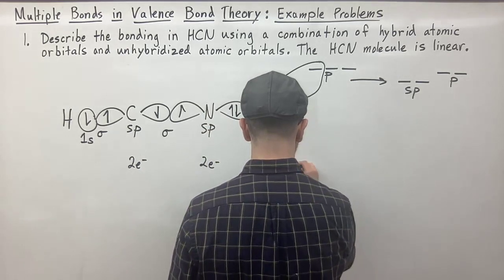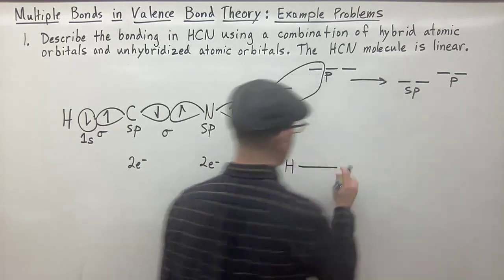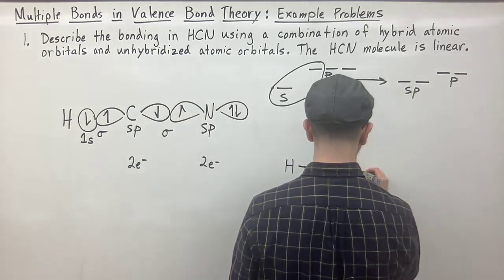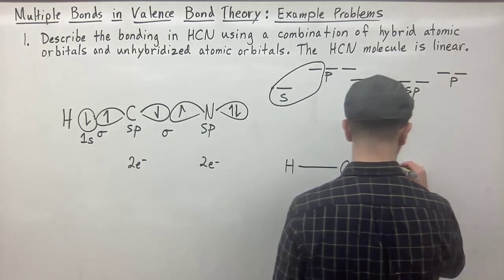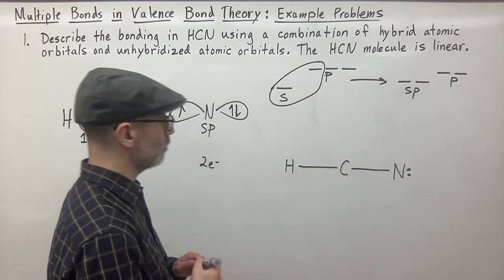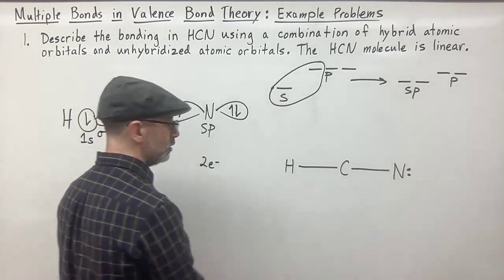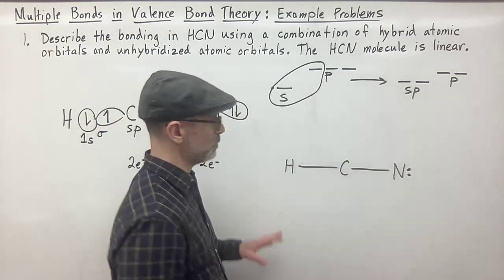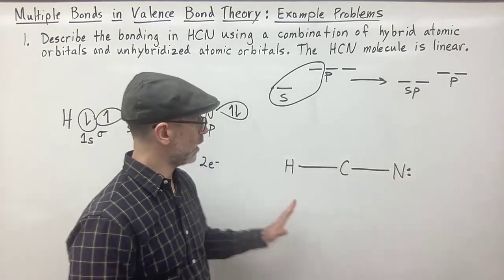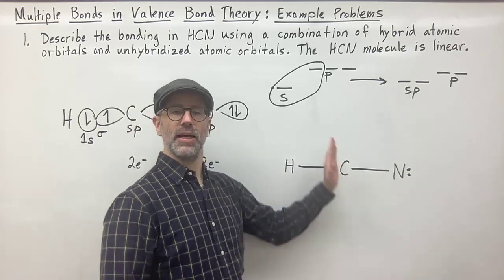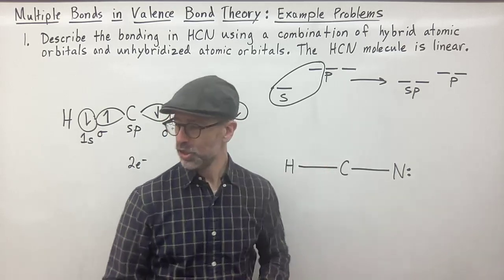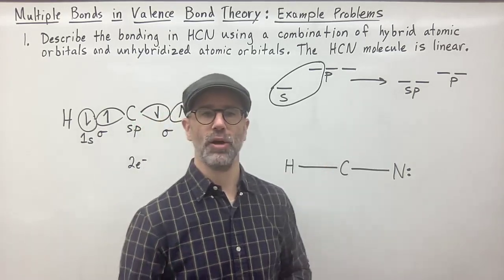So we'll draw this again. We have hydrogen, and now we're going to draw lines to represent the sigma bond. So we'll have carbon, another line, nitrogen, and we'll have our lone pair. So when we draw our unhybridized p orbitals, they're going to be perpendicular to the axis here. So we're going to have a z-axis, and we're going to have a y-axis coming out of the board and into the board. So let me get my colors for that.